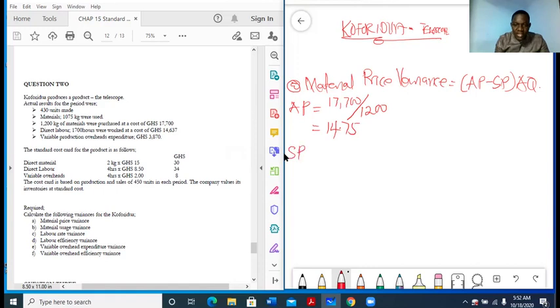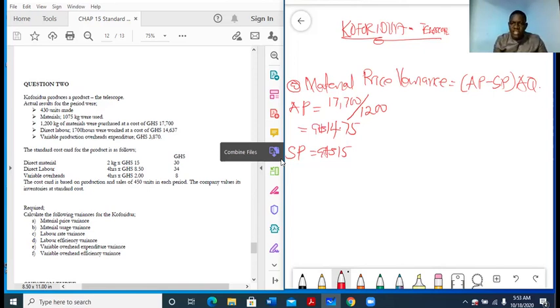What of our standard price? If you come to the standard cost card, the material is 2 kg for a unit of production. You spend 2 kilograms of material, and the price at which you will buy the material is what? 15 cedi. So the standard price is 15 Ghana cedis. Good.